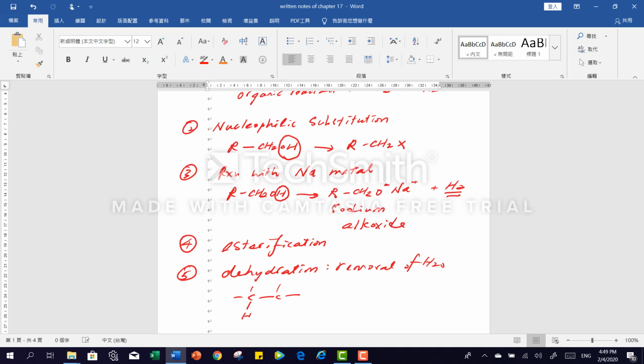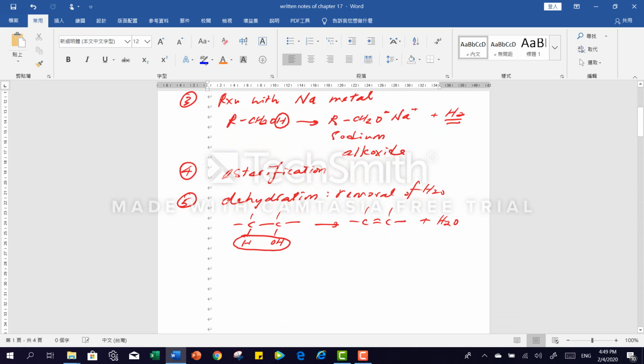So basically, if an alcohol is like that and the carbon next to it has another hydrogen, it's easy to guess that it's going to remove this water to form an alkene together with water. Okay, so the last reaction is oxidation.